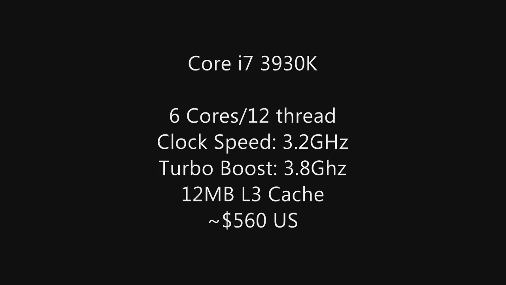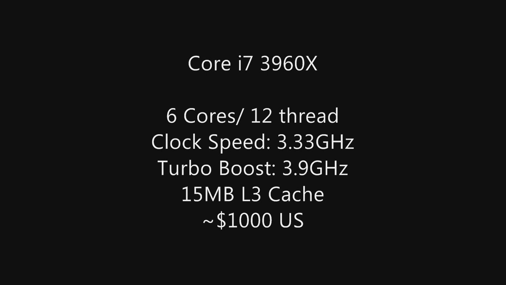The Core i7-3930K will fall under the Performance P2 segment, have 6 cores with 12 threads, feature a clock speed of 3.2 GHz with a turbo speed of 3.8 GHz, have 12 megabytes of L3 cache, and will be available for roughly $560 US.